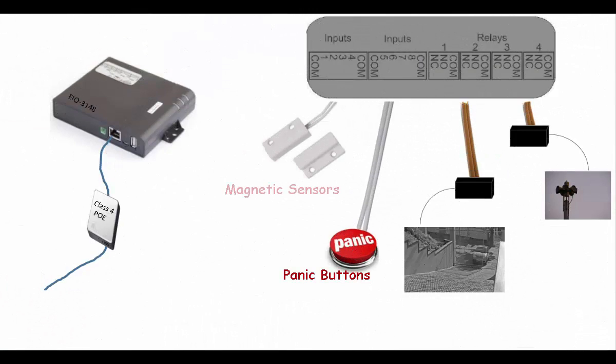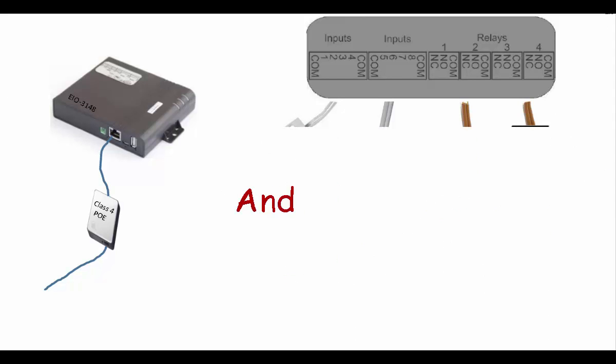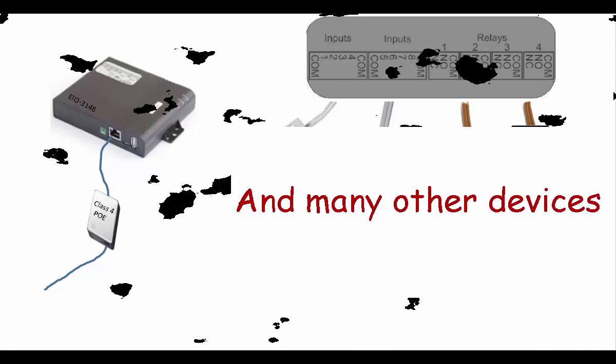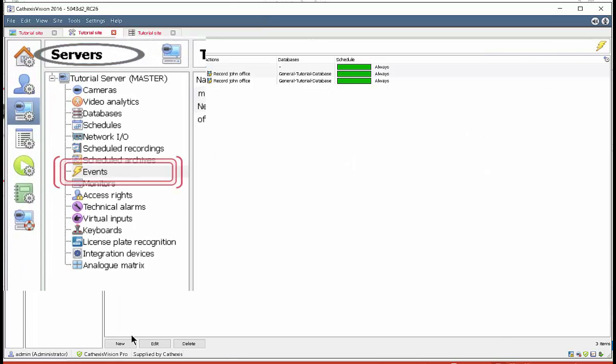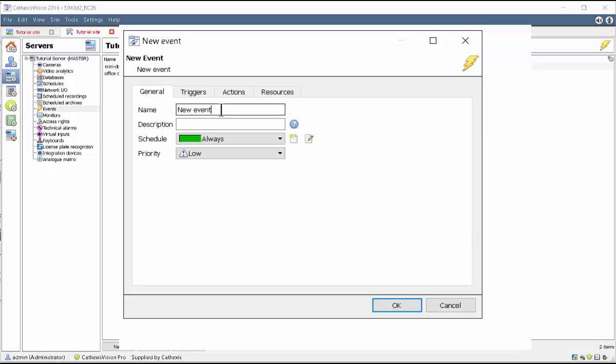The I/O device is now ready to be used in events and triggers to control buttons, sensors, switches, sirens, and many other devices. Navigate to Events and add a new event. Under the General tab, give the new event a descriptive name and select an appropriate schedule.